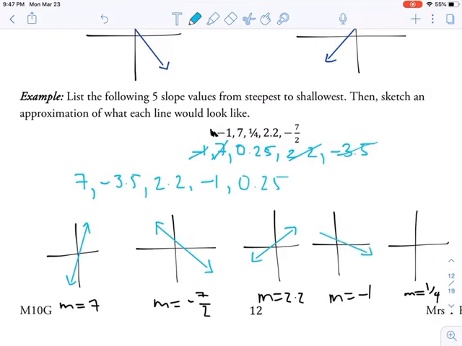Okay. And then last but not least, 0.25 is positive, so it's going to be going up and to the right, but it's very shallow, right? 0.25 is very close to 0, so you're going to see that this line is barely more than flat. It is more than flat, it's still going up and to the right, but not by much.